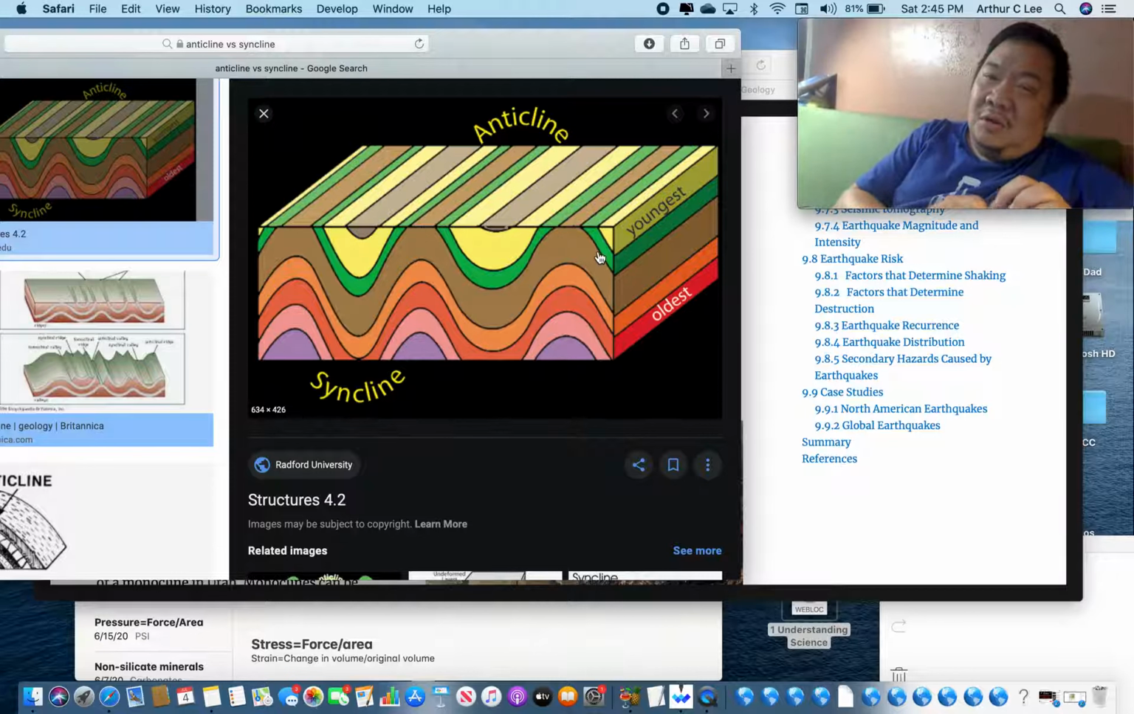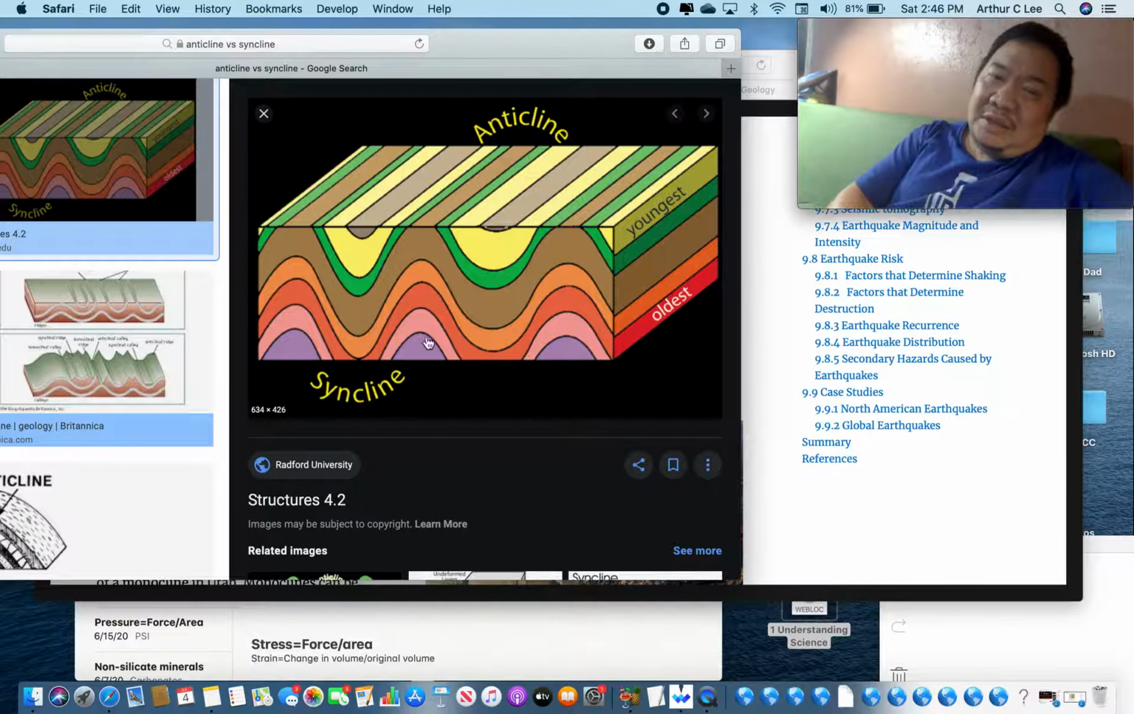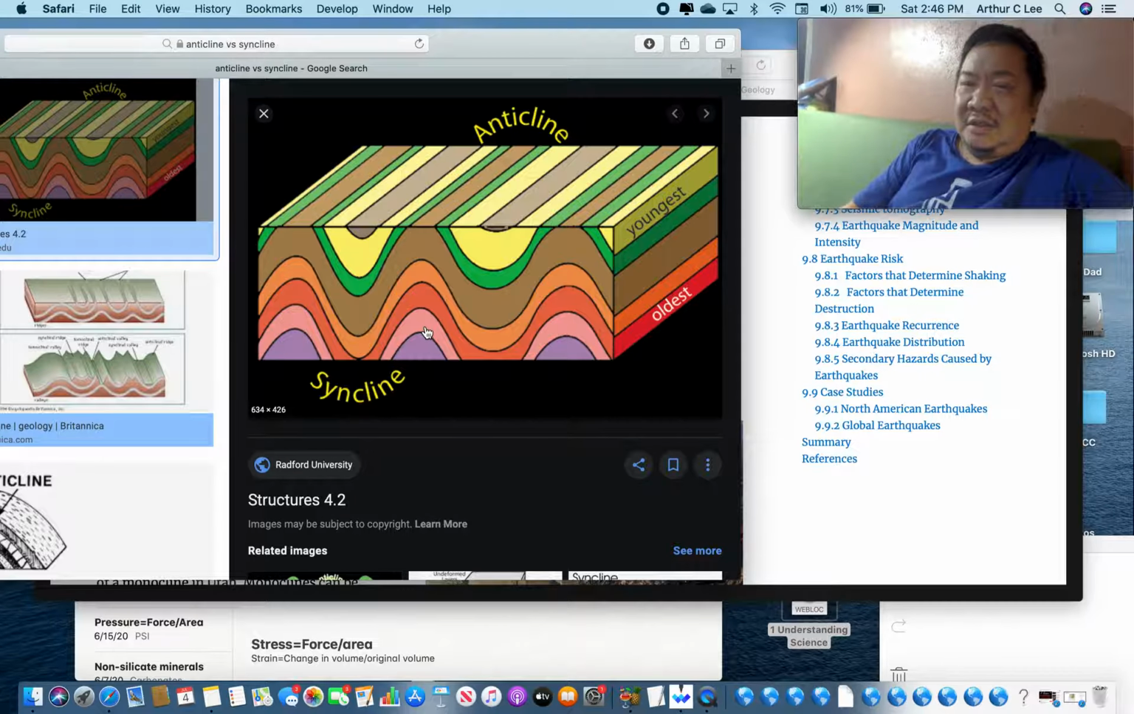Why do we need to know that? Well, many reasons. First reason is an anticline is the best place to find oil and natural gas. That's what geology is about, making money. Oil and natural gas accumulates on the inside of anticlines, especially in Tennessee.